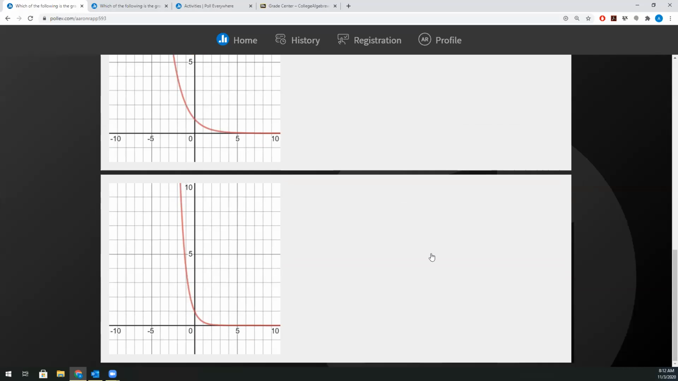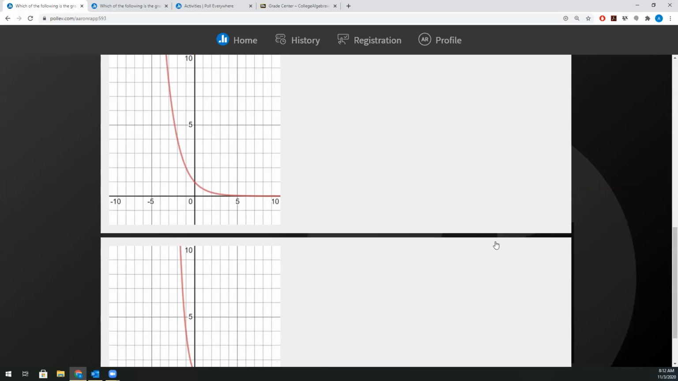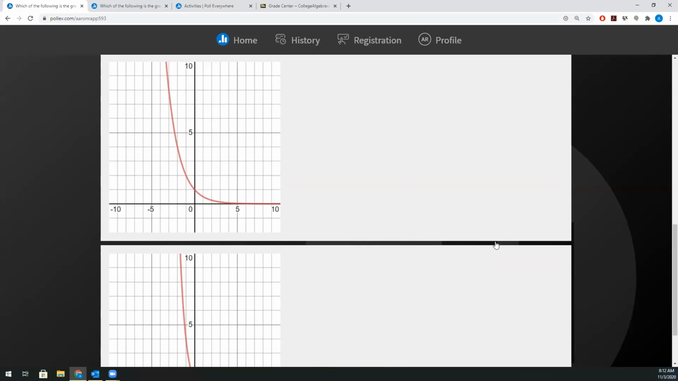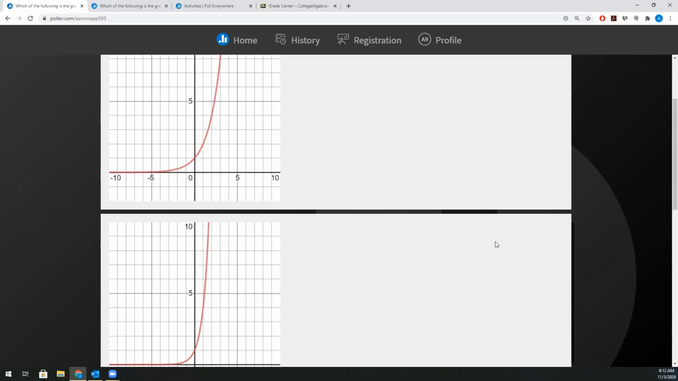But then I have to look at not only the points that I calculated, but also the general behavior. We said the general behavior was that as I make that exponent larger, my y value also gets larger. 2 squared was 4, 2 cubed was 8, 2 to the 4th is 16, and so on. So I should see it increasing.